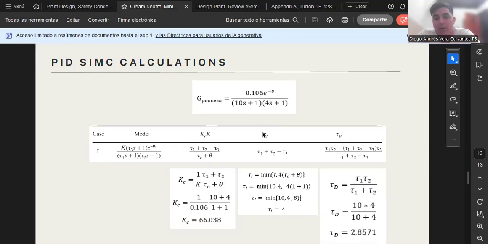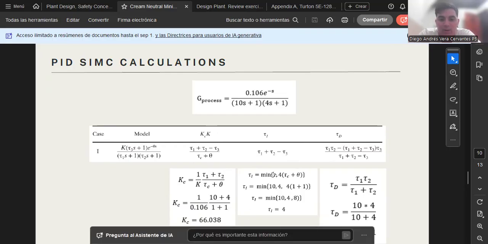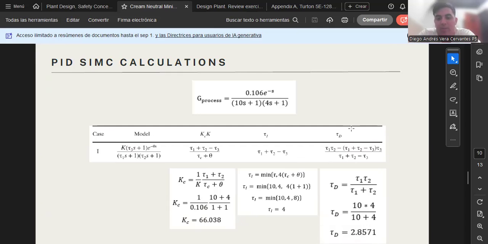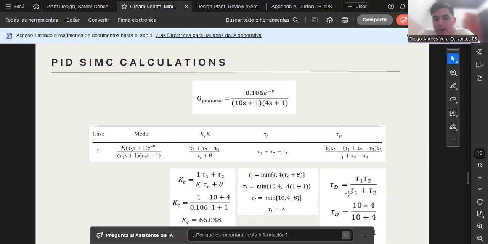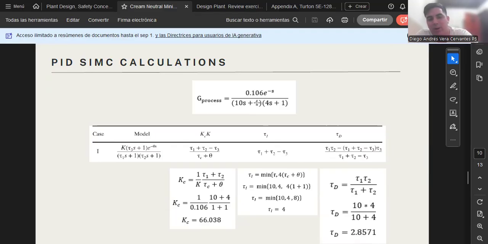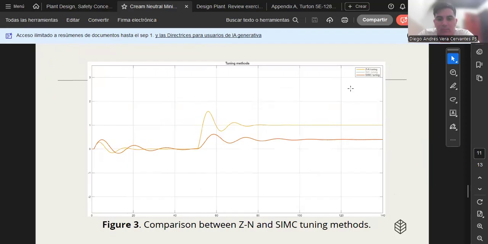Also, after that, we have the tau sub e, and we calculated in this case tau 1 plus tau 2 minus tau 3, and we use this, and also we can use this formula to get it. And the last one is tau d. For tau d, we use this formula. We have tau 1 and tau 2, so we just use the values that we have. Okay, what about this representation?